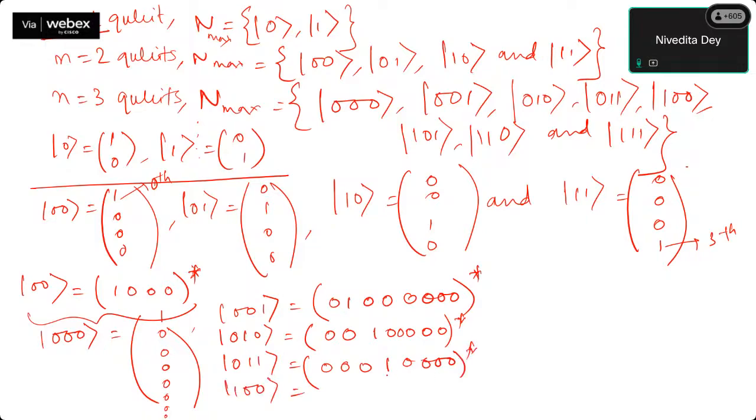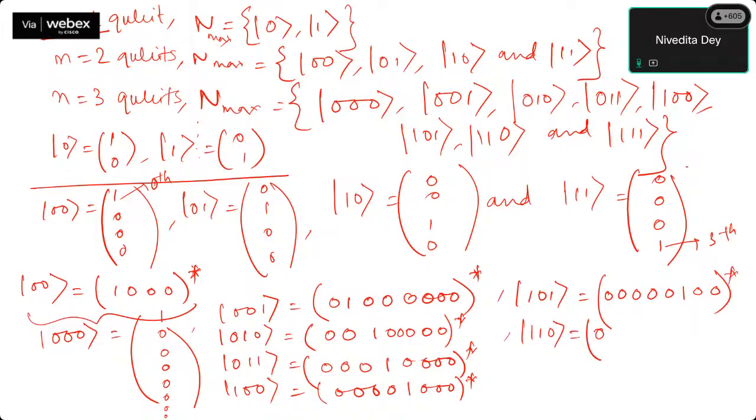So this is the 3rd position, so here it is 1. For this one, it will be the 4th position, where you can find a 1. For 101, it is the 5th position, so 0 1 2 3 4 5 6 7. Okay, and 110 will be 0 0 0 0 0 0 1 0, and 111 will be 0 0 0 0 0 0 0 1. Okay, so this is the mapping that we have.